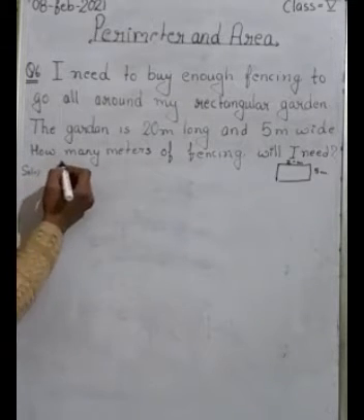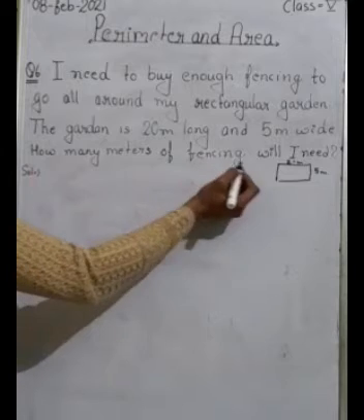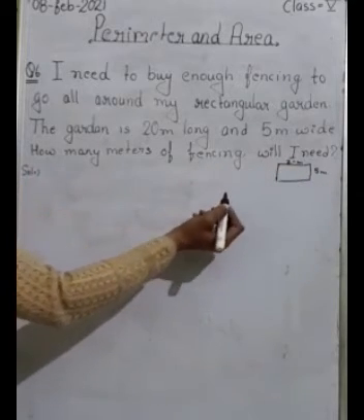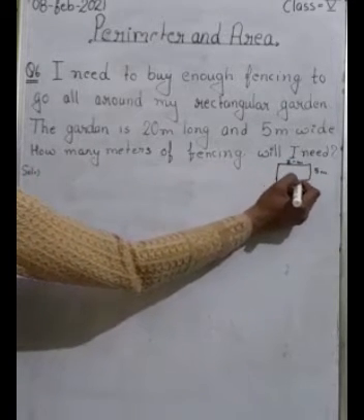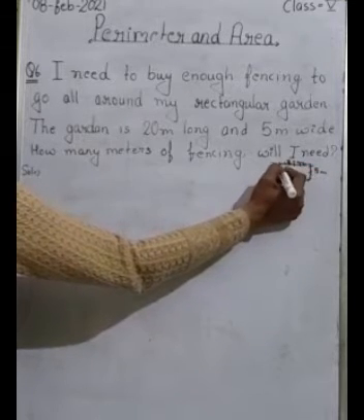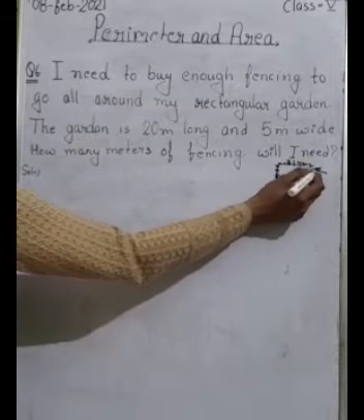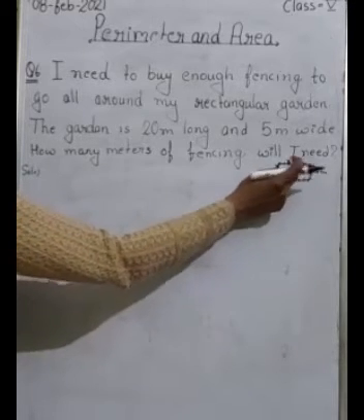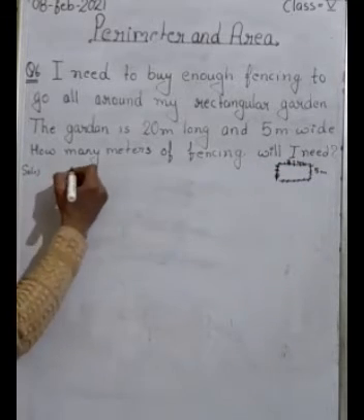You have to find how many meters of fencing will be needed to fence this garden. Now fencing means you have to cover the boundary, like this you do the fencing. It means you have to cover the boundary. As you can see, this is the boundary, so this is the perimeter. It means you have to find the perimeter.